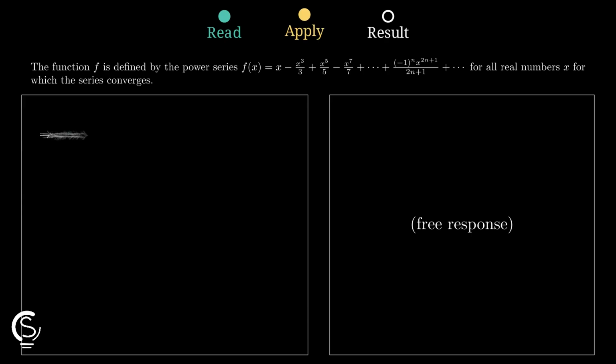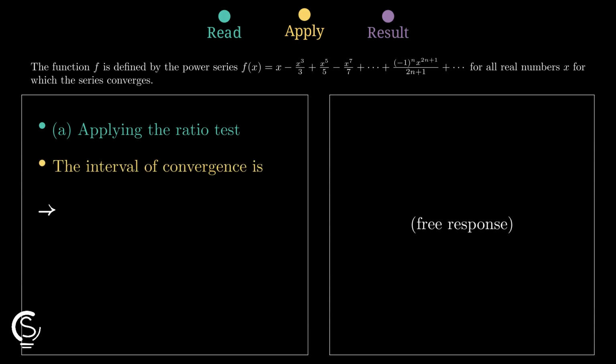The series is an alternating series with terms strictly decreasing in absolute value towards 0. By the alternating series estimation theorem, the error of the absolute value of f of 1 over 2 is at most the first omitted term, which is the absolute value of negative 1 over 2 cubed over 3, equaling 1 over 24.